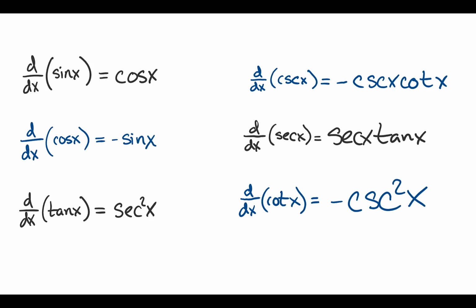Cosine of x is negative sine of x. Cosecant of x is equal to negative cosecant of x, cotangent of x. Cotangent of x has a derivative of negative cosecant squared of x. Do you get it? Do you get it? Functions starting with co have negative derivatives. Sine, positive derivative. Tangent, positive derivative. Secant, positive derivative.